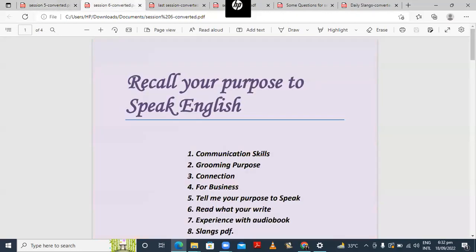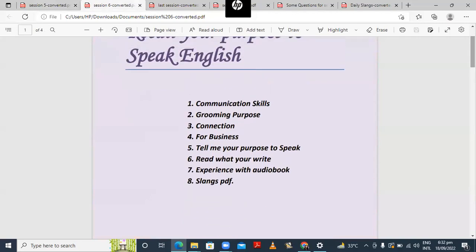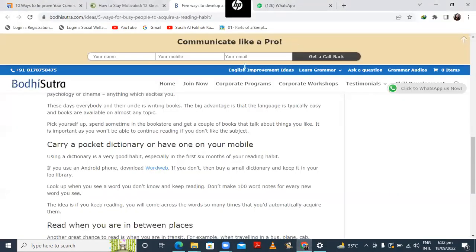So here are some purposes that you told me for why you want to learn English. So make sure from today you place your goal in front of you, on your table, on your wall, wherever you sit. So all the time when you look at it, you recall your purpose, why you are learning, why you want to learn it. Got it? Because if you forget your purpose to speak English, then it is useless to work on it and you will not be able to learn it.